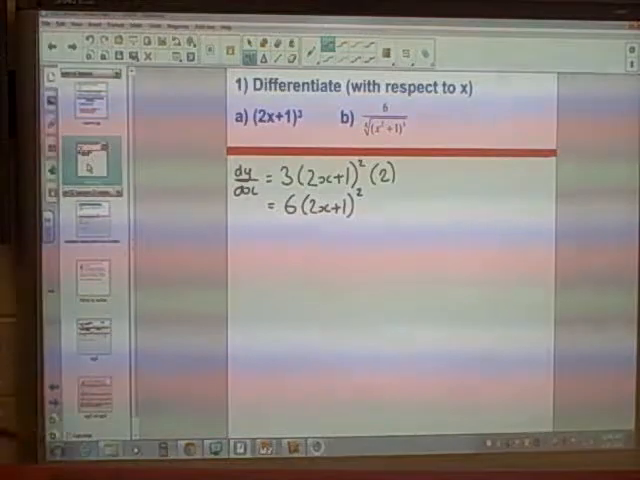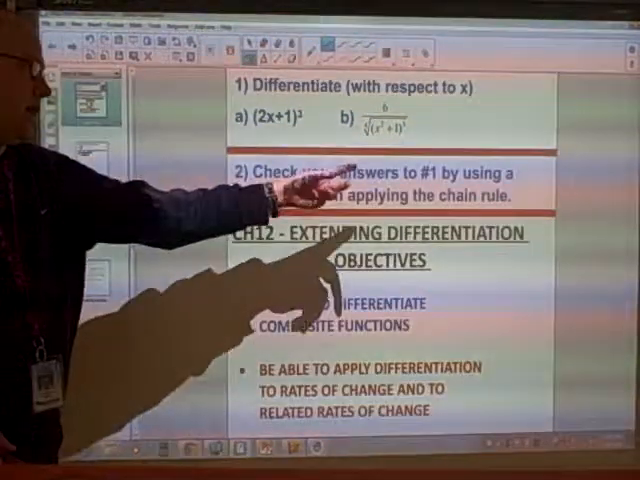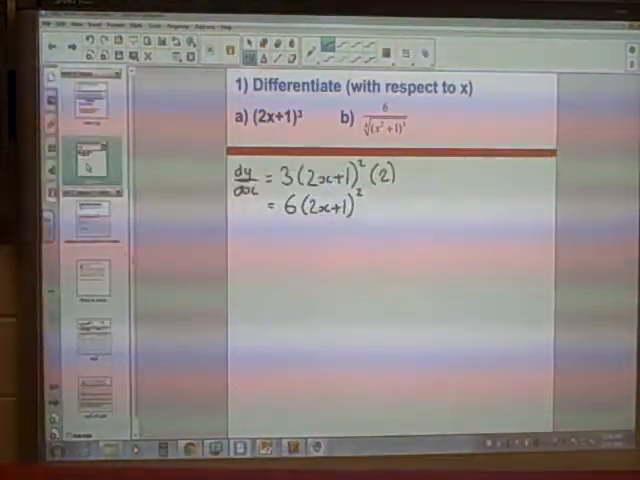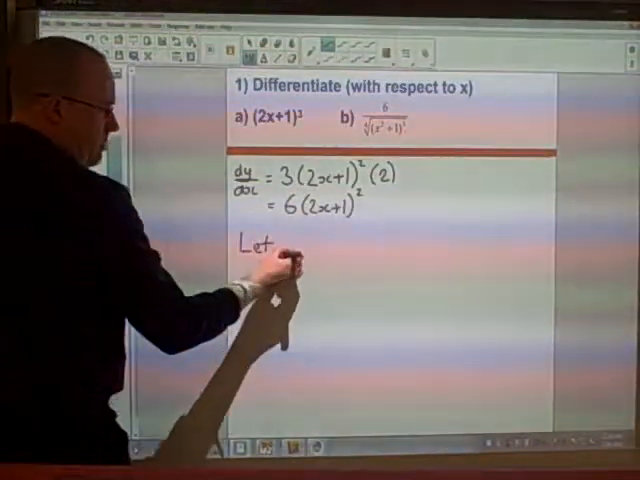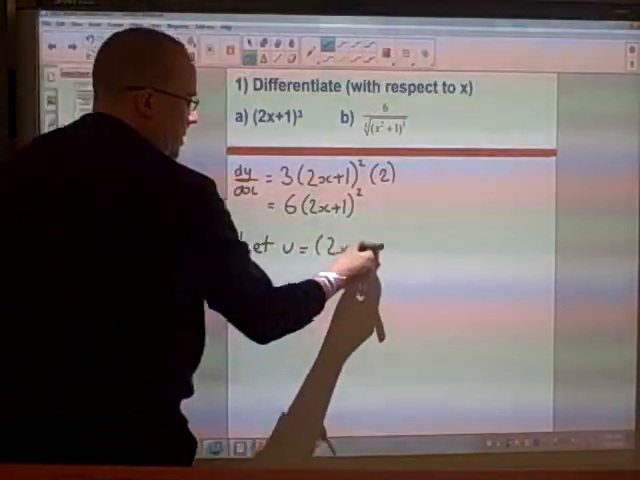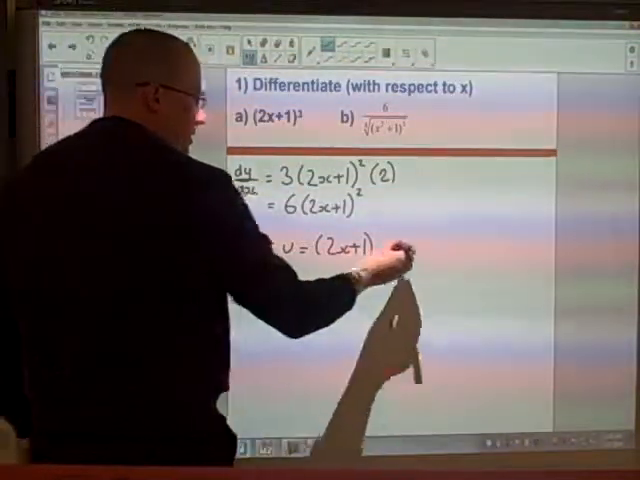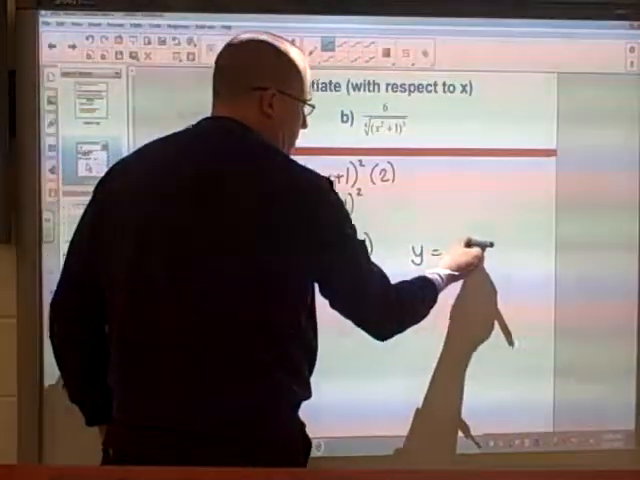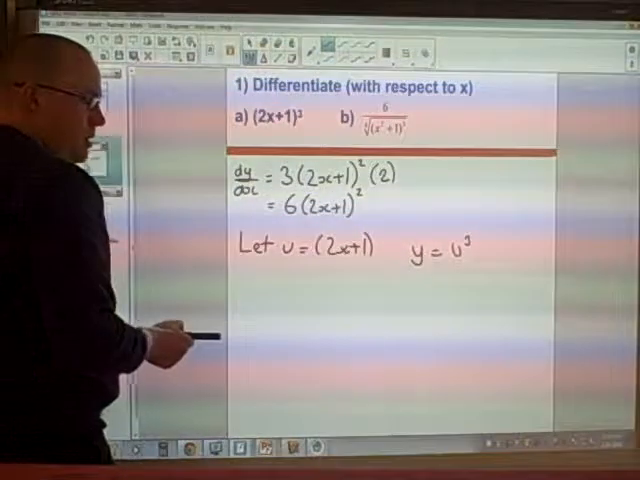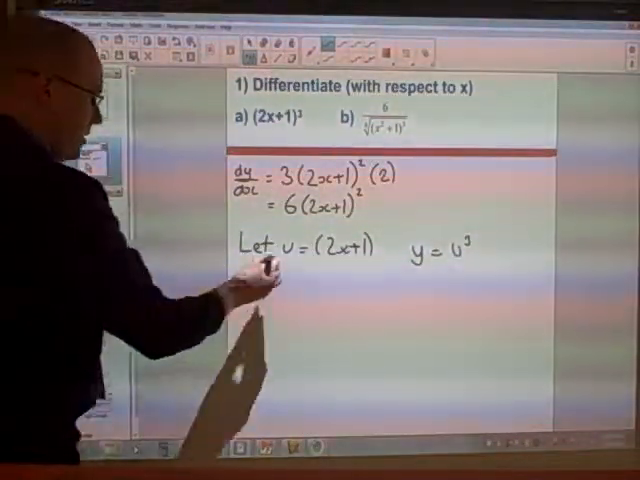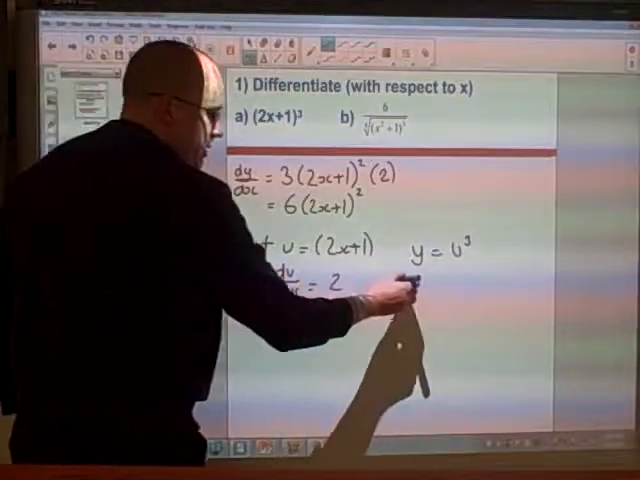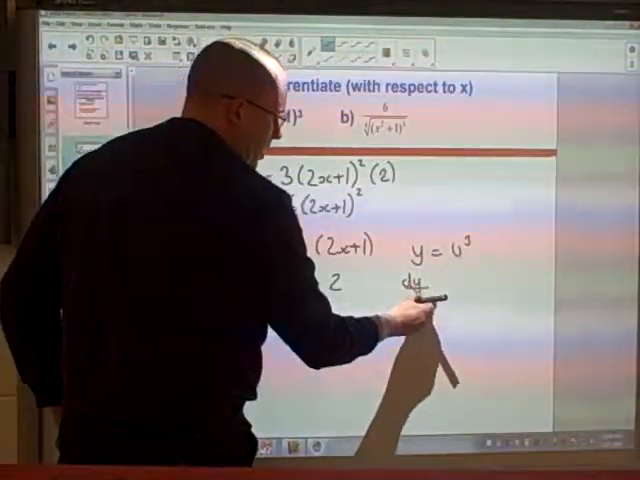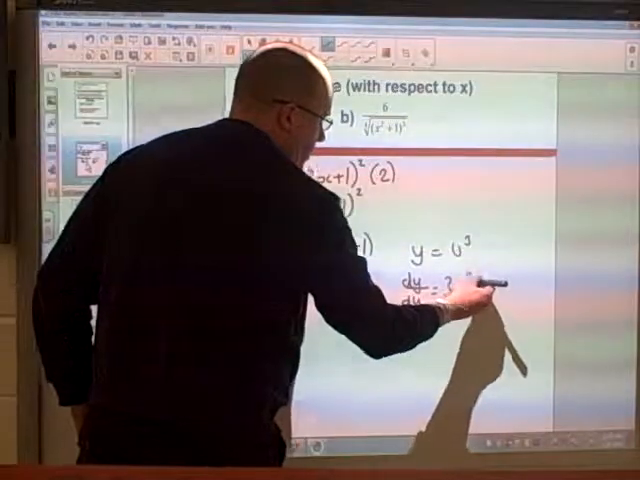I would get that. Now the second part of this question says check your answer by using a u sub. So let's go ahead and do that as well. Instead of doing this cubed, I'm going to let u equal 2x plus 1. So therefore y equals u cubed. Now I can do two differentials from here. I can do du by dx, which is 2, and I can also do dy by du, which is 3u squared.